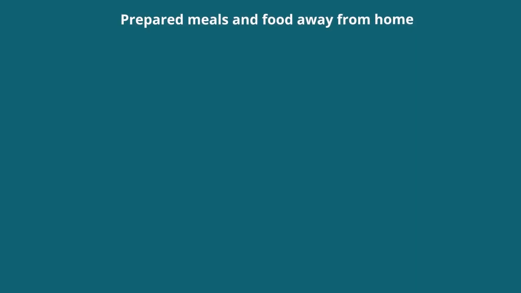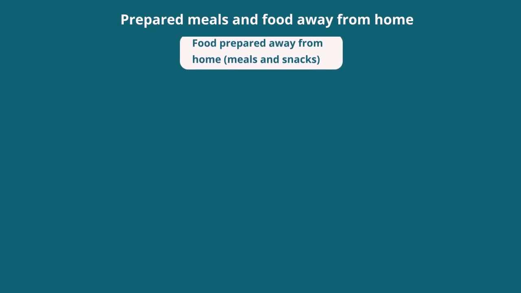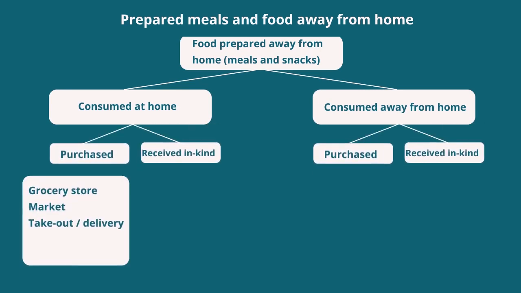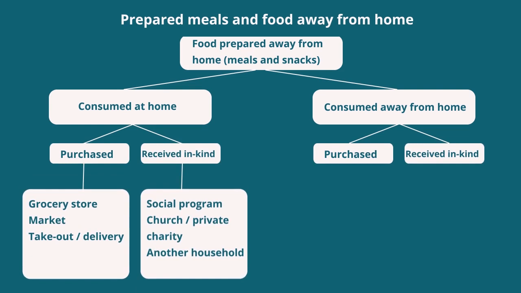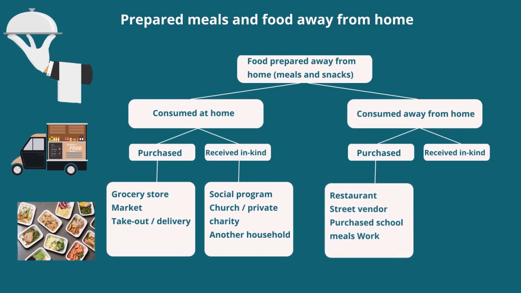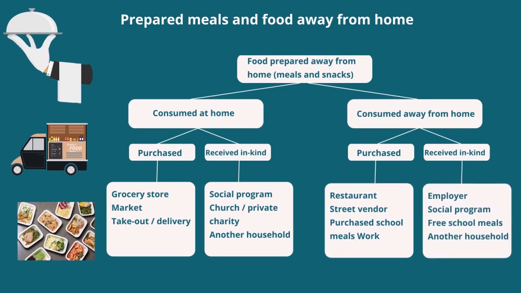So to talk a little bit about prepared meals, or food consumed away from home, this graph shows the different types of places where prepared meals can be consumed. Meals can be consumed at home but prepared elsewhere, and this includes purchased and received in kind food. You can also have food that's purchased and consumed away from home. This could be restaurant meals, street vendors, as well as free meals received as part of an employment package or in schools. It is important that all types of prepared meals that are consumed outside the household or purchased and brought into the household or received and brought into the household are captured in the consumption aggregate. This includes meals for which the household goes to visit friends or relatives and receives a meal for free.